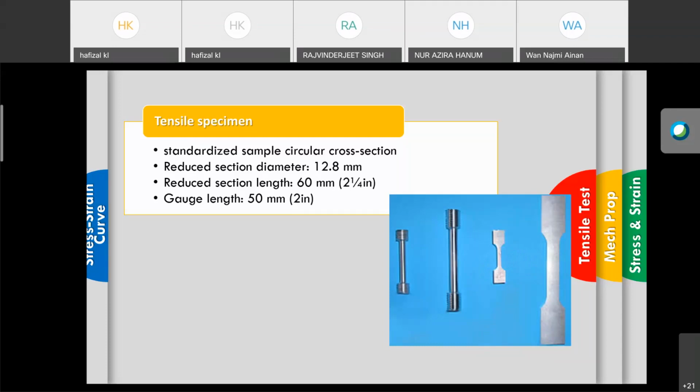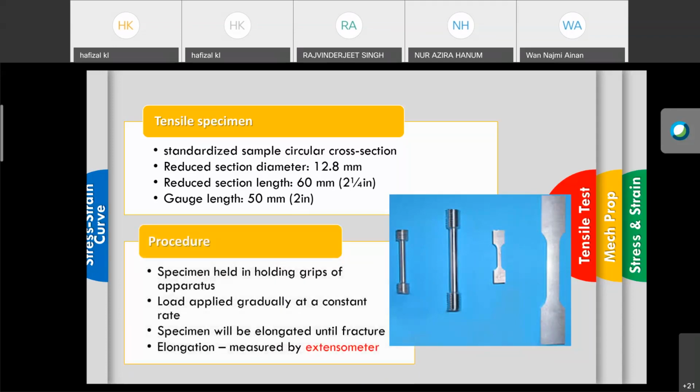Whereby if it is circular, or a kind of cylinder, we have a certain standard cross-sectional area that needs to be used. So we have a sectional diameter of different sizes, something like this. The procedure is basically that the specimen is held in the holding grips of the apparatus, with an upper and lower grip, because of the external load given at the two different ends, in different directions. Then the load is applied gradually at a constant rate.